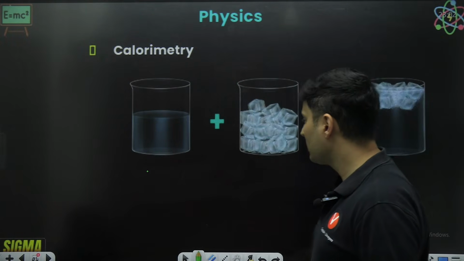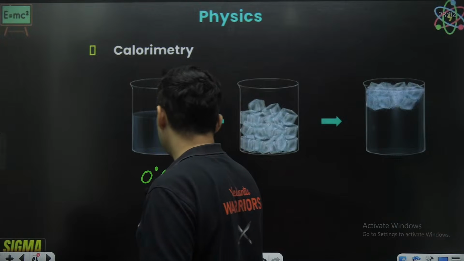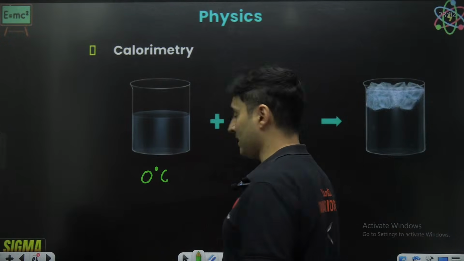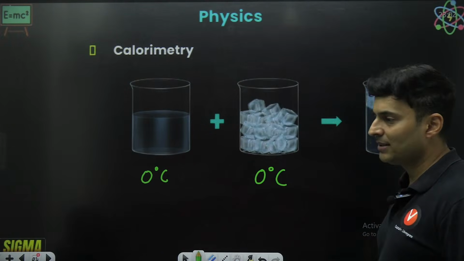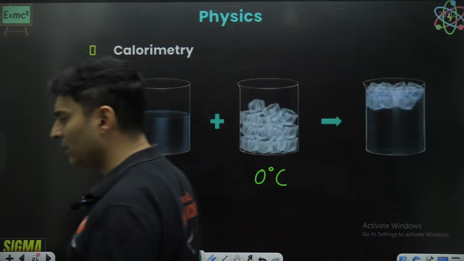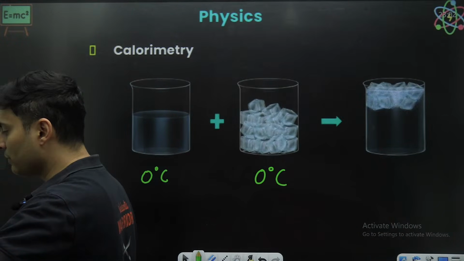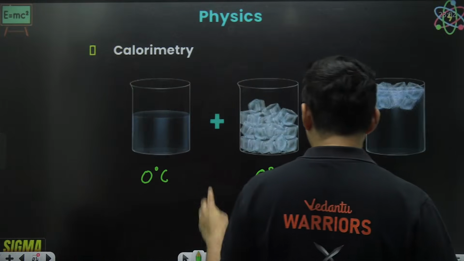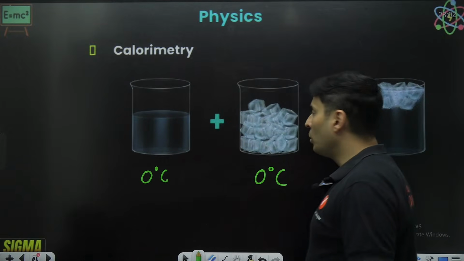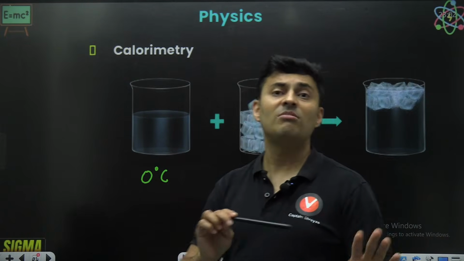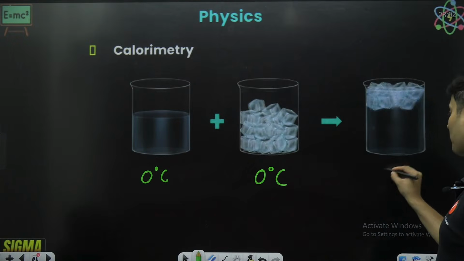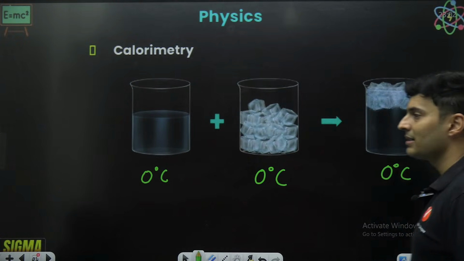But imagine this, you have 0 degrees Celsius water and 0 degrees Celsius ice. What do you think you will get? Will the ice melt or will the water freeze? Both their temperatures are same. Don't worry about their phases. Nothing will happen. This will still remain at 0 degrees Celsius.